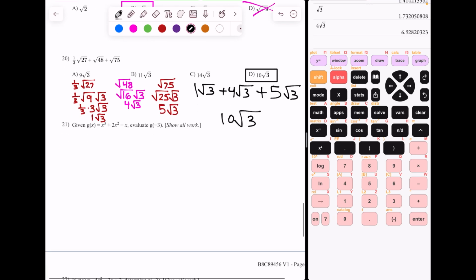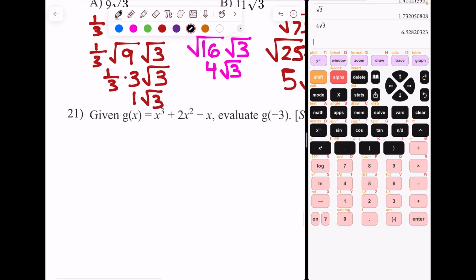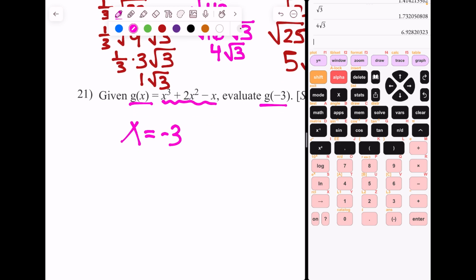Number 21. This is simplifying an expression. We know what x equals right here. We are told that x equals -3, so we can type this into our calculator. The calculator at school, you can just type in x, control, button x to the 9, negative 3, and then type in your expression. Let me show you how to do it if you weren't going to do that.